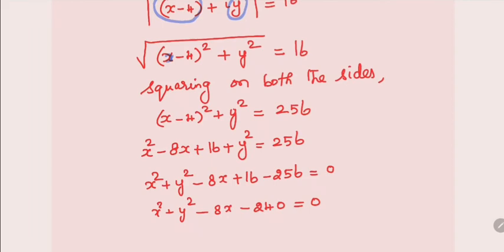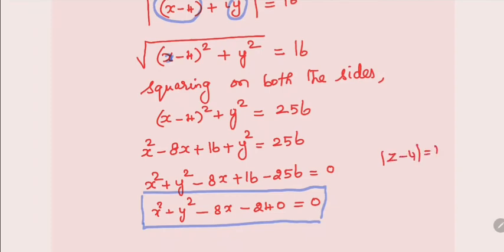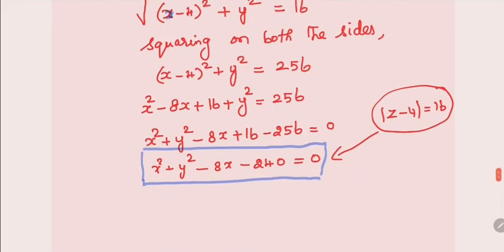So this is the Cartesian equation for the equation. What is the equation given first? It is modulus of z minus 4 is equal to 16. So it is in the complex form, and we have written the Cartesian equation of this equation.